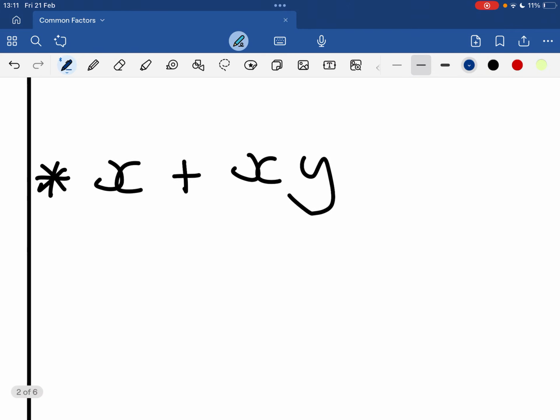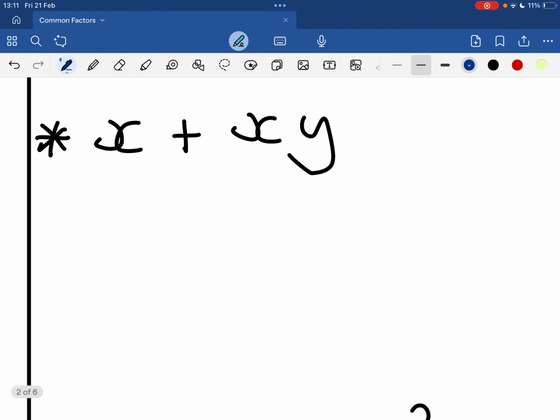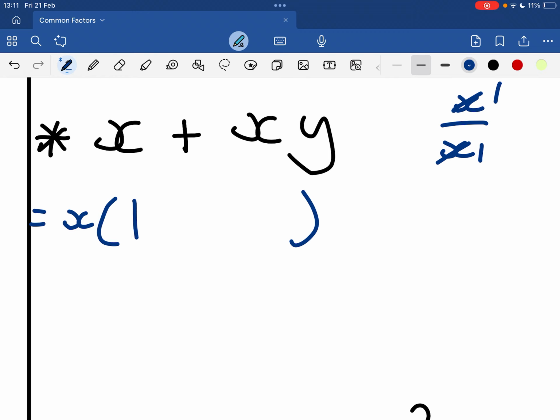Let's look at a similar example. Here we have x plus xy. If we take out x as the common factor, when you take the first term x and you divide it by the common factor x, x goes into x once, you're left with just 1. When you take the second term xy and divide it by the common factor of x, then you're left with just positive y.